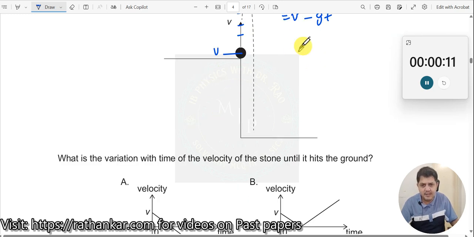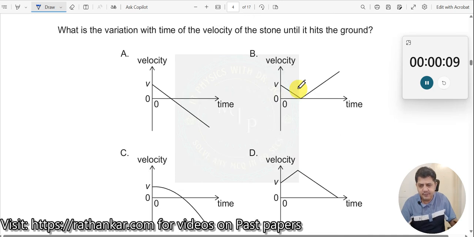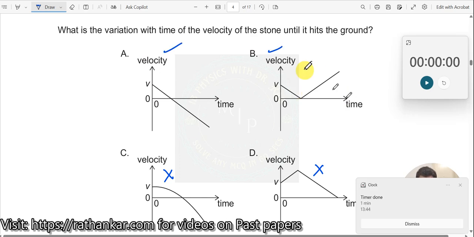Now which one? So it's a linear straight line. Therefore, this is outdated. This is gone. This one increases, this is also gone. Velocity decreases. Either A and B should be the answer. One of them should be the answer. Let us find out which one it is.